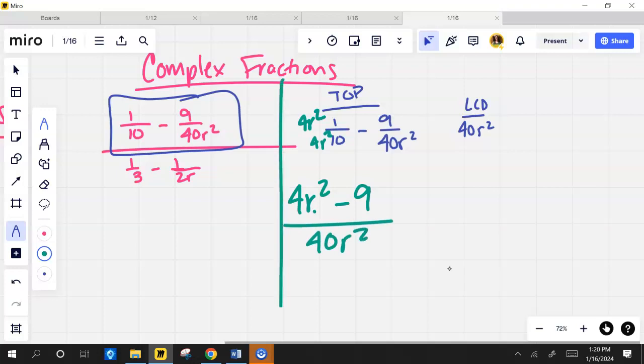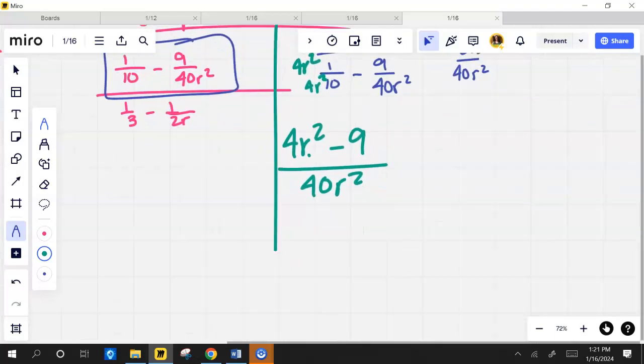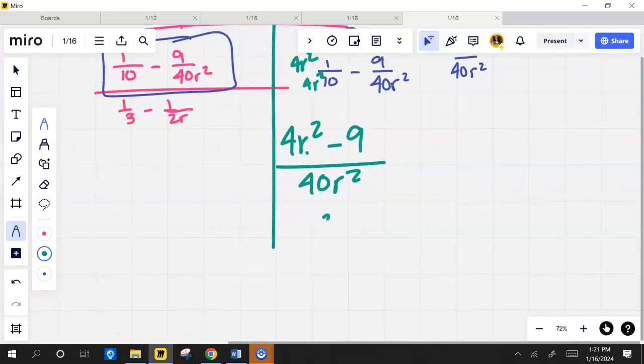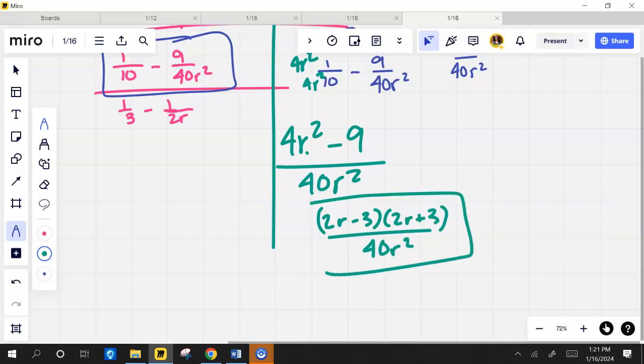I do these in sections. I'll do top, bottom, together. I could simplify it a bit. What do you notice? Perfect squares, difference of two squares. So 2R minus 3, 2R plus 3, and it's all over 40R squared. And I'm going to stop right there. I will generally circle mine. That's the top simplified. Does that make sense to everybody?